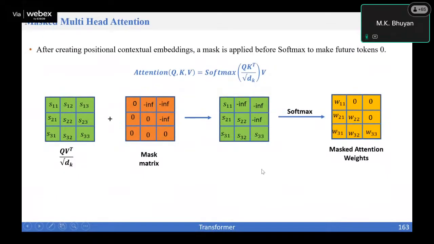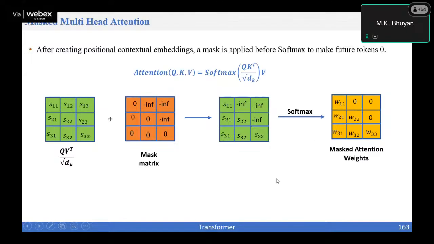So for this we can consider a mask, something like that. We already have the values S11, S12, S13, S21, S22, and so on. If I consider this as a mask matrix and apply the mask, we get S11, infinity, infinity, S21, S22, infinity, S31, S32, S33. If I apply the softmax operation, I will get the weight values W11, W21, W22, W31, W32, W33, and the remaining are 0, 0, 0.